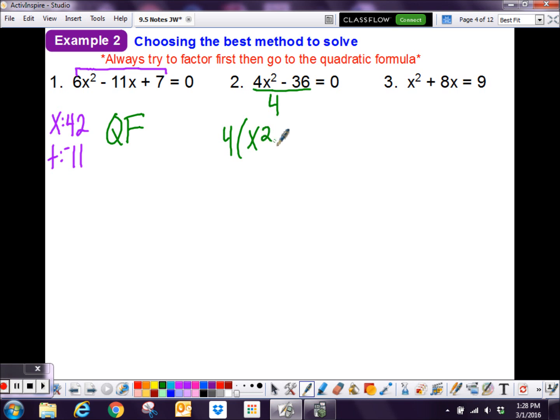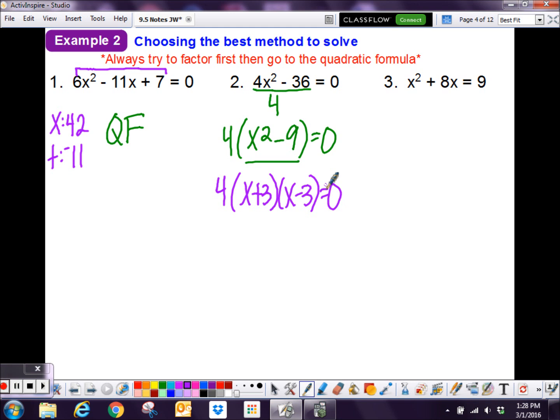That leaves me with x squared minus 9 equal to 0. Now for me, I can look at what's left, this x squared minus 9, and I can recognize that that is a difference of squares. So for me, the best method would be for me to say x plus 3, x minus 3, because I know that's a difference of squares, and I can factor that really quickly.